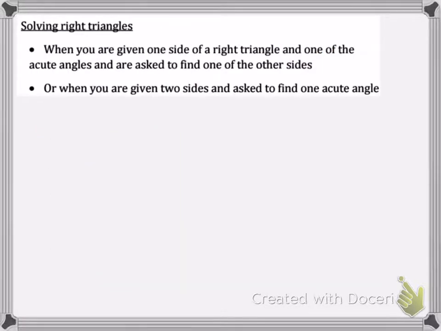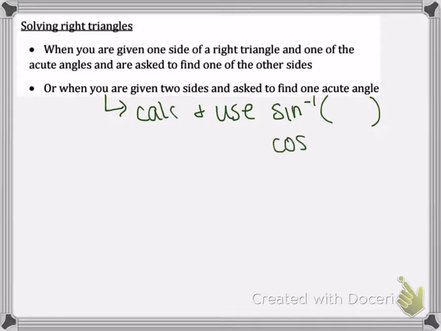Now, when solving right triangles, when you are given one side of a right triangle and one of the acute angles, then you might be asked to find one of the other sides. Or you can be given two sides and you have to find the acute angle. When you're using this, you're going to use your calculator and use the sine to the -1, the cosine to the -1, or the tangent to the -1. These three find angles.